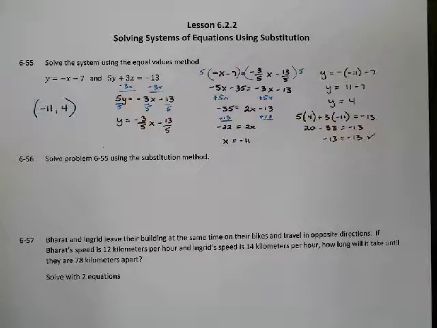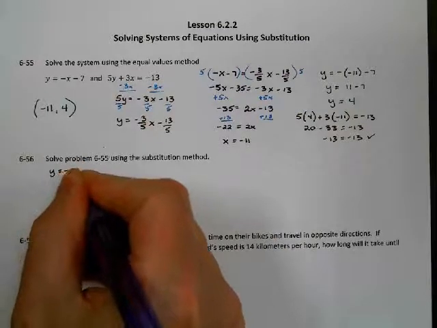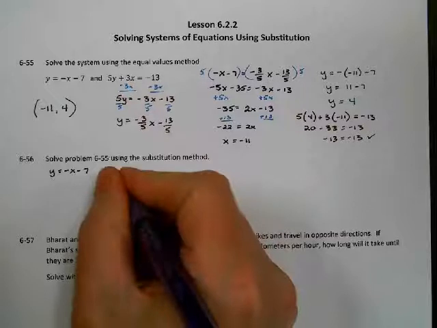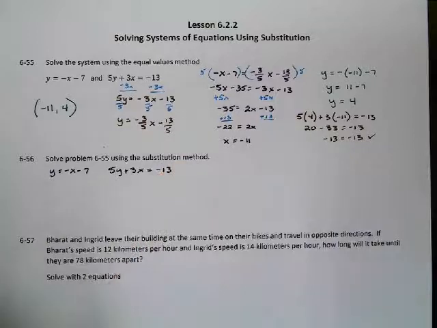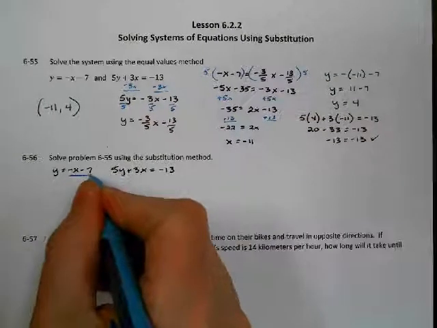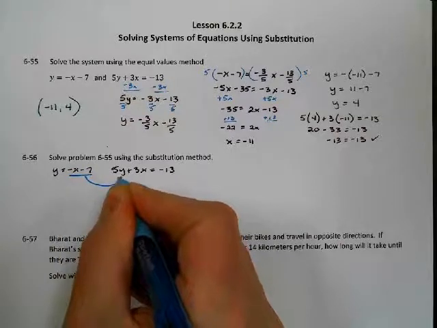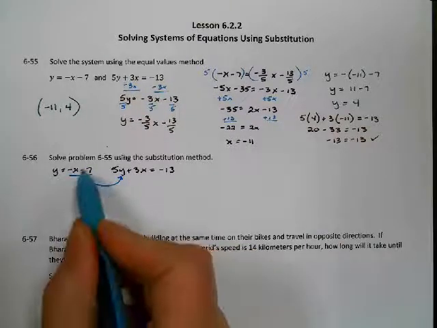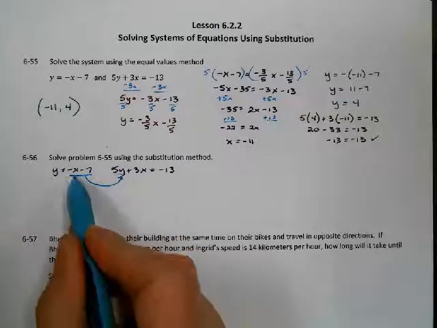Substitution is actually really similar to the equal values method. In substitution, here's what we would have done instead. So we would have started with y equals negative x minus 7, and then 5y plus 3x equals negative 13. In substitution, I see that y is equal to negative x minus 7. So in this equation over here, instead of writing the letter y down, I know that y is equal to this. So I can substitute in, instead of the y, negative x minus 7.